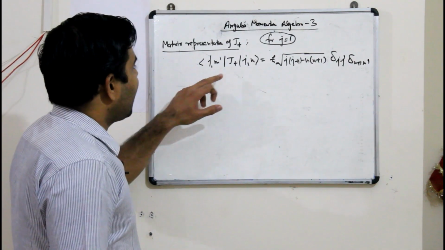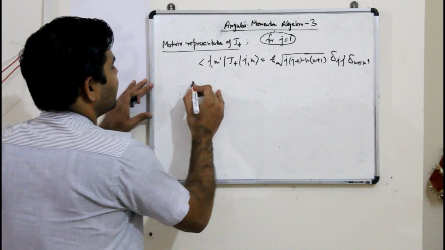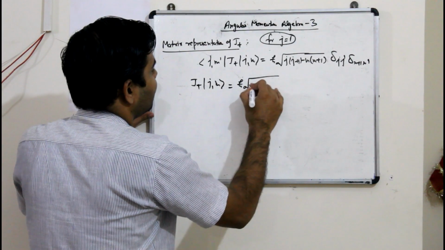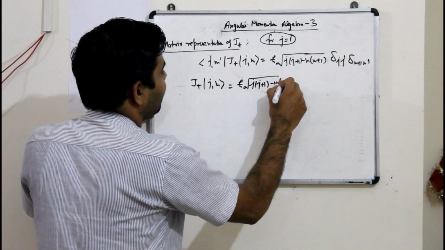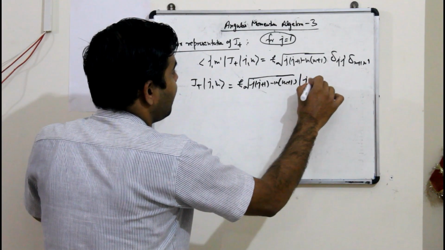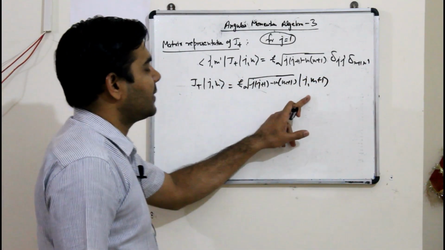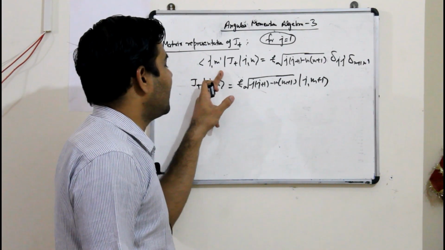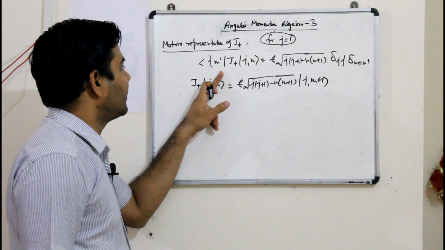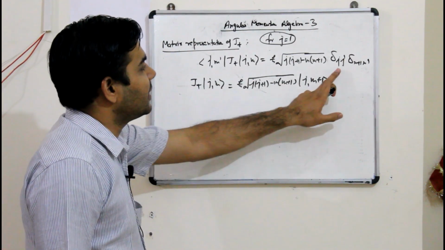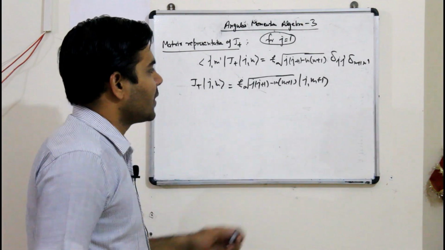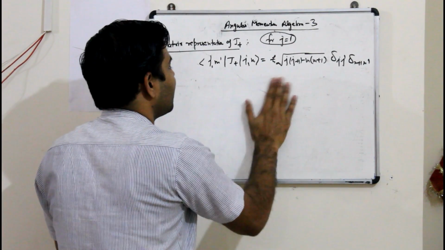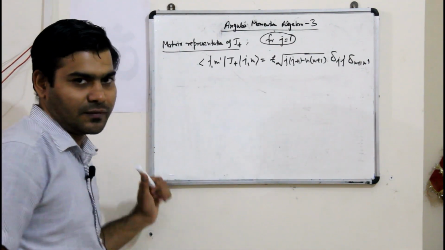Why? Because the action of J plus on j comma m, as we have just discussed, will give us ħ under the root of j(j+1) minus m(m+1), times the state j, m+1. So on the right hand side we will get this kind of a state. On the left hand side there is j' m'. If we operate on this equation from the left with the bra j' m', we get delta j j', delta m' m+1. So this is the equation with the help of which we will write down the matrix representation of J plus.